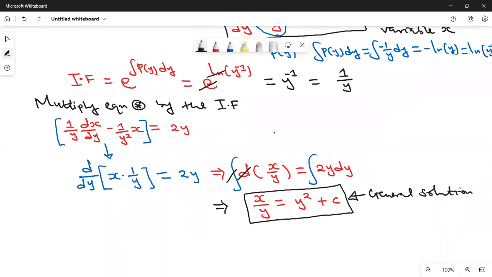So that's how to solve linear ODEs of the first order and of first degree.